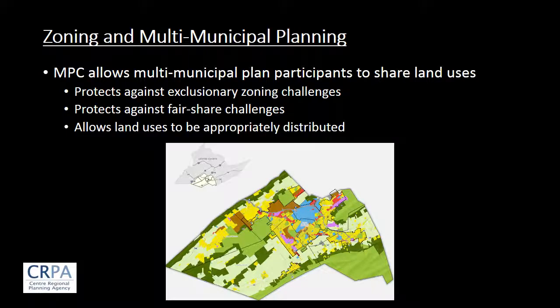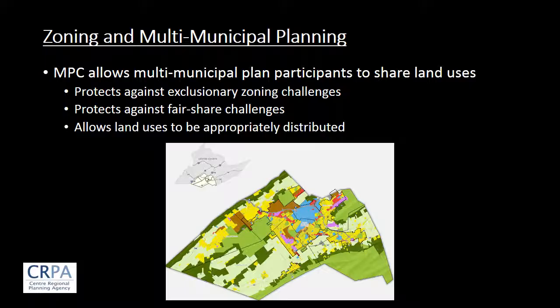For municipalities that participate in a multi-municipal plan but do not have joint zoning, the MPC still provides benefits related to legal challenges. Specifically, municipalities that participate in a multi-municipal plan are permitted to share land uses across municipal boundaries. All municipalities are required by the MPC to provide for all land uses within their jurisdictions. So every municipality must permit every use from residential homes to adult businesses to landfills. But that requirement applies to the entire planning area when a multi-municipal plan is adopted.